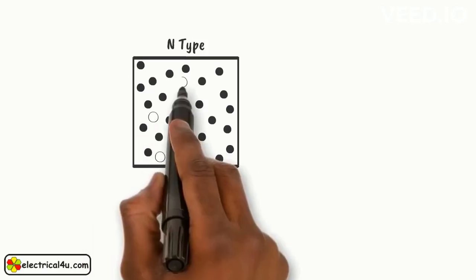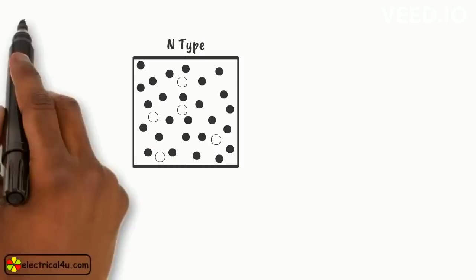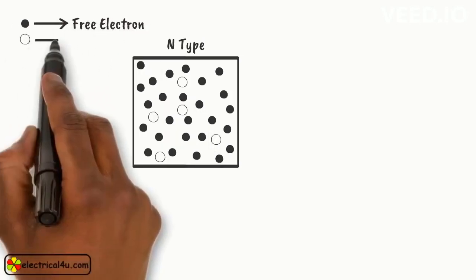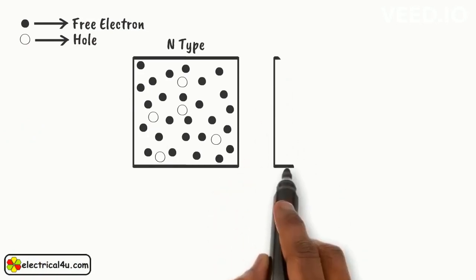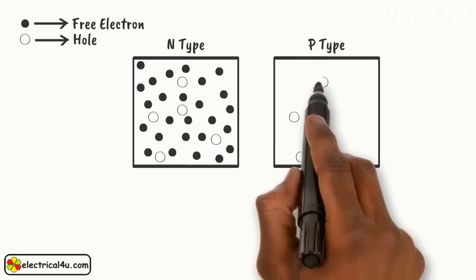And very little number of holes. Holes present in N-type semiconductor are due to generation of electron-hole pairs mainly caused by thermal excitation. A P-type semiconductor block will have a significant number of holes.